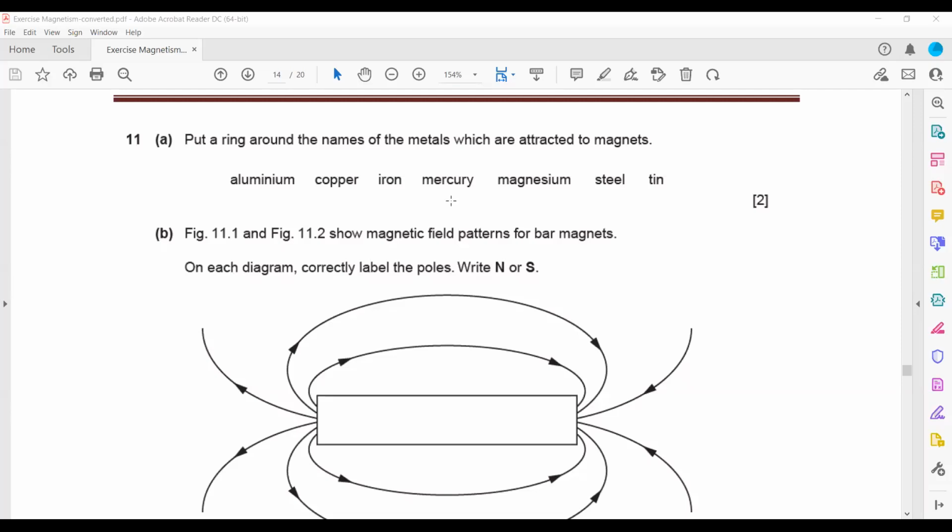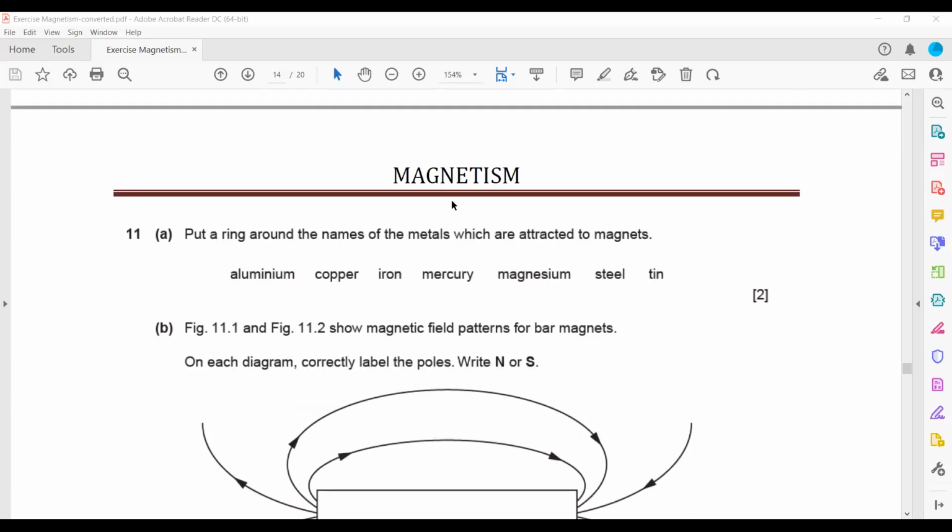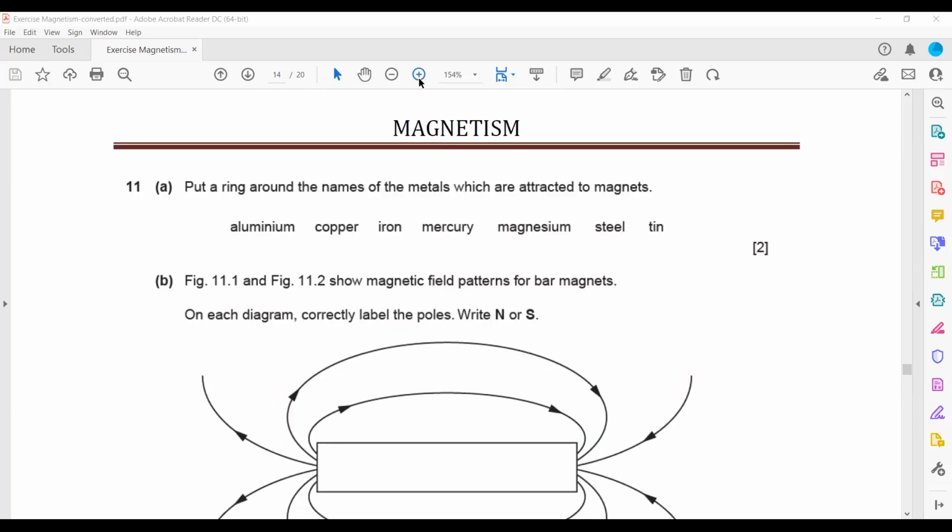So in this question, put a ring around the name of a metal that is attracted. Not all the metals are magnetic materials. We have iron, nickel, cobalt, and steel. These are the magnetic materials, they are attracted towards the magnet.